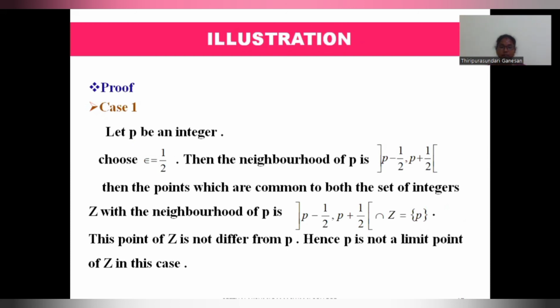In case 1, we are going to take P to be an integer. Choose epsilon equal to 1 by 2. Then the neighborhood of P is of the form open interval P minus 1 by 2, P plus 1 by 2. This open interval clearly contains the point P and no other points of Z. So this neighborhood contains only one point of Z, that is P. Therefore, P cannot be a limit point of the set of all integers Z.